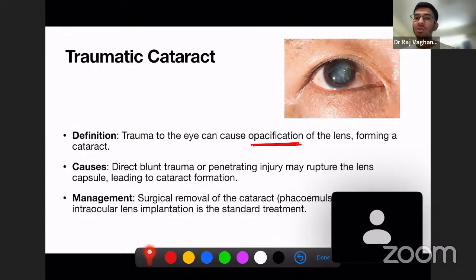Now the causes. What are the causes of traumatic cataract? Direct blunt trauma or penetrating injury may rupture the lens capsule, leading to cataract formation.